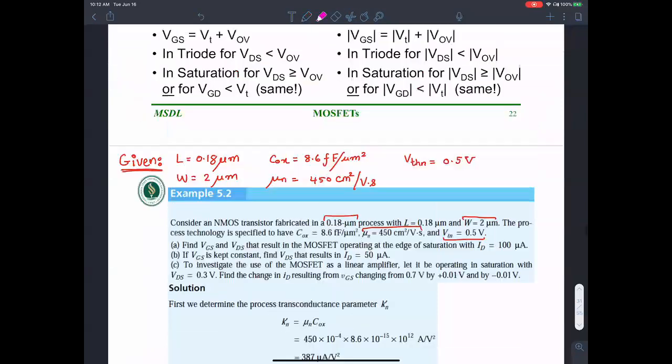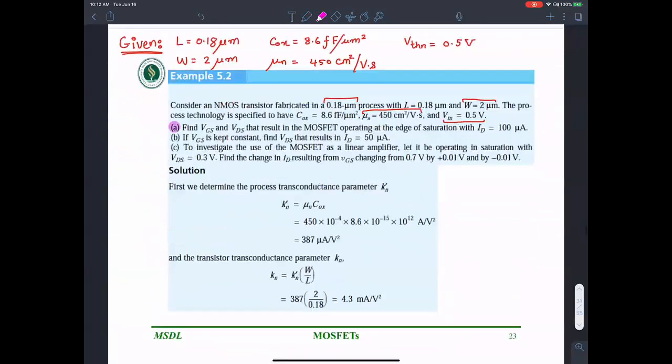Now there are a few problems that we have to solve. The first problem is to find VGS and VDS that result in operating at the edge of saturation. So we are looking at part A. ID is given to be 100 microamperes. Let's not even worry about B at all. What are VGS and VDS when ID is 100 microamperes and we are operating at the edge of saturation?